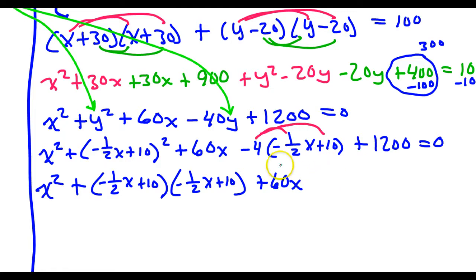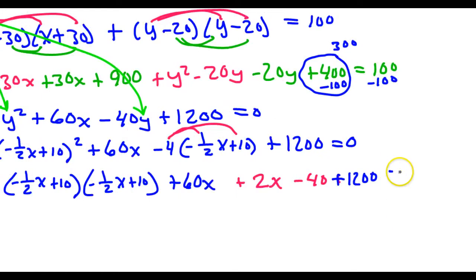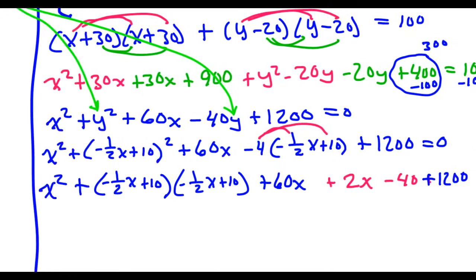Okay, so that's going to give me positive 2x. Alright, negative times negative is positive. 4 times 1/2 is just 4 over 2, which is 2. And then I'm going to have minus 40, right, from the negative 4 times 10. And then that'll be plus 1,200 is equal to 0.